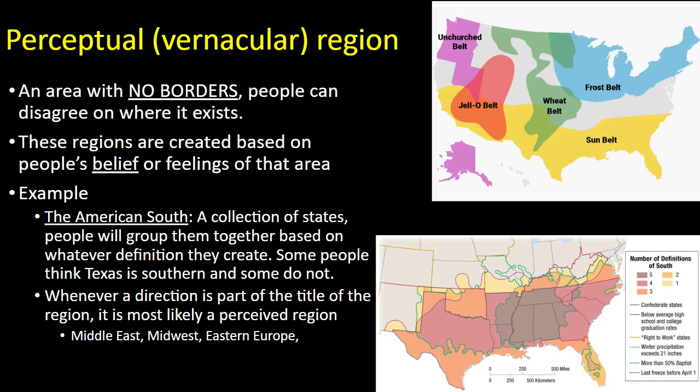These regions are created based on people's beliefs or the feelings in the area. So why would it be called a Sun Belt in the South? Because it's hot and sunny. Why would it be called Frost Belt? Because it's cold. What about Jello Belt?